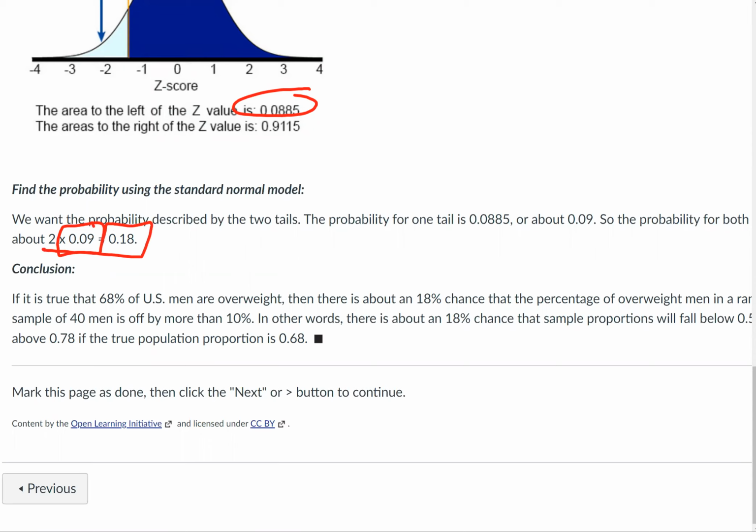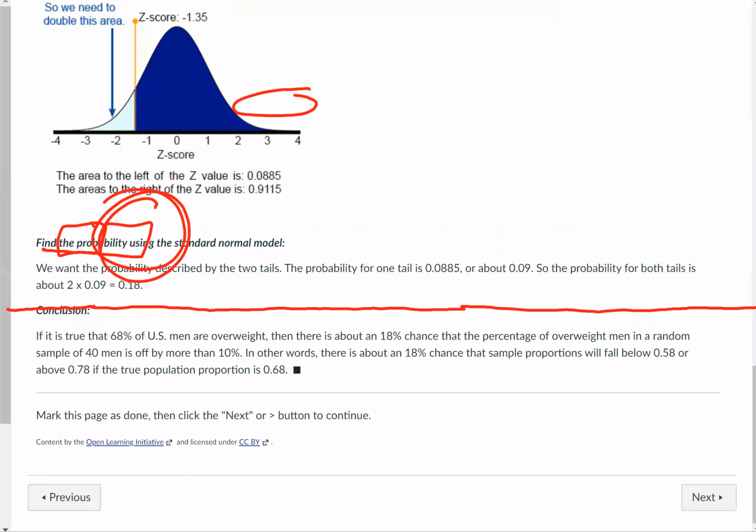Now our conclusion, finally. After all those calculations, I always forget what I was even doing. Oh my gosh, so many numbers, but I forgot: what was the example even about? If it is true that 68% of US men are overweight, then there is about an 18% chance, because that's the calculation we just found, that the percentage of overweight men in a random sample is off.